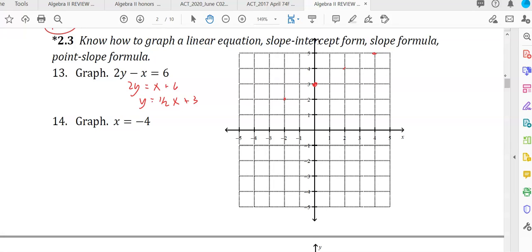Make a bunch of slope points. I only provided one graph, so we're going to do this graph on there as well. So this is going to be a vertical line, whenever it's x equals a number, because y is vertical. So it's going to be a vertical line like this.